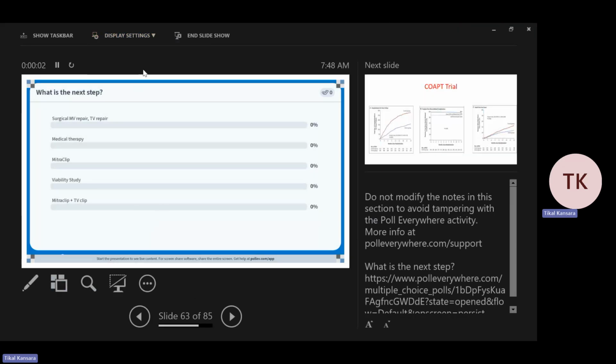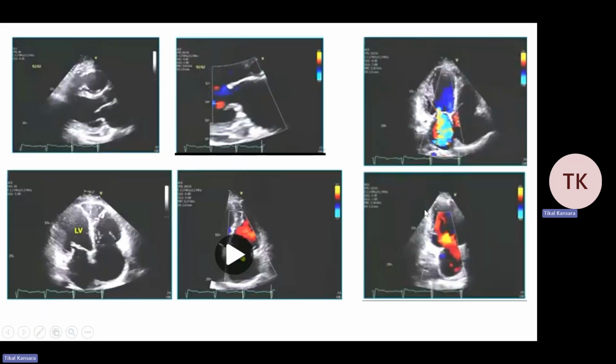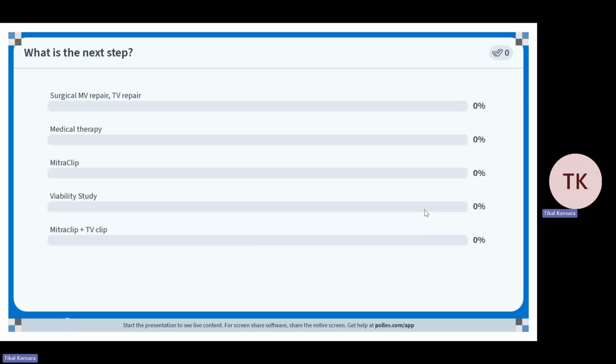Okay, so let's go back to the question. The patient has dyspnea on exertion, volume overload status, and his JVP is 10, and he has edema, orthopnea, PND. So the next step is medical therapy. You optimize them, and then go for, if you had said mitral clip, it was fine, it was correct. But if it was not, first, the next step is medical therapy. After medical therapy, the definitive step will be what? Surgical or mitral clip? Surgical mitral and tricuspid, or mitral clip, or surgical mitral valve repair or tricuspid valve repair?